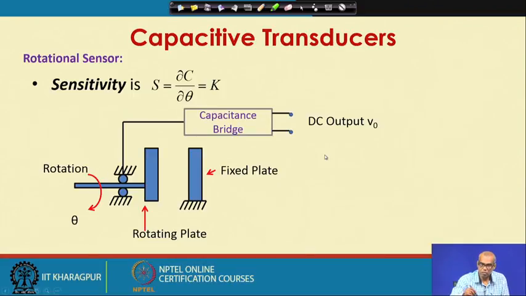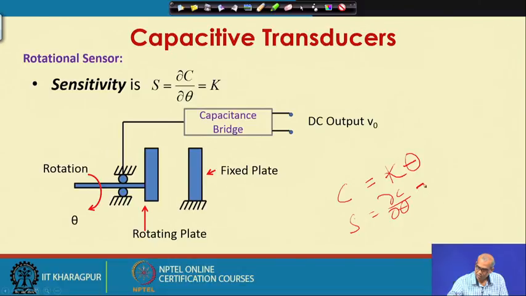So, since the capacitance here is expressed as K into theta, the sensitivity, the change in capacitance with change in angular motion, del C del theta, becomes simply K. This is a constant. The relationship is linear.